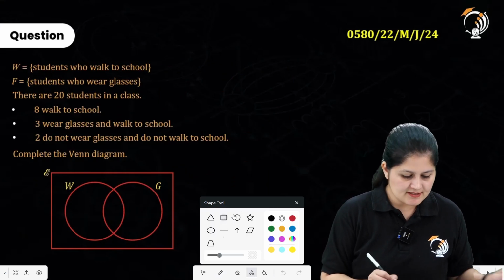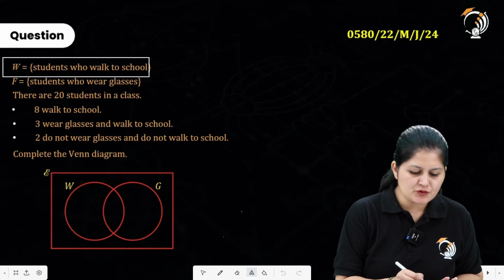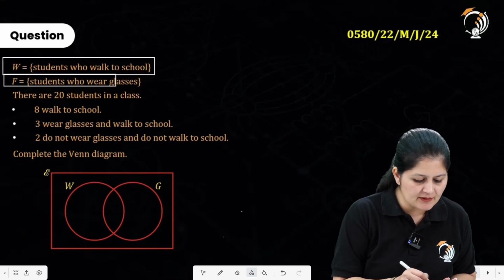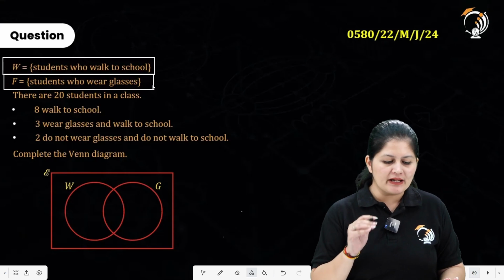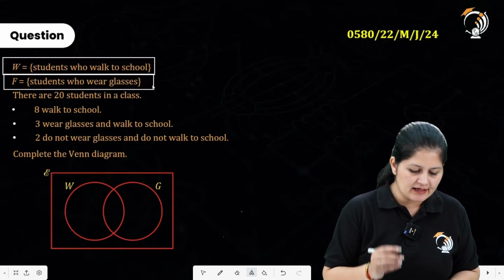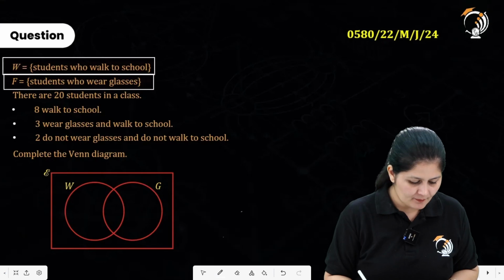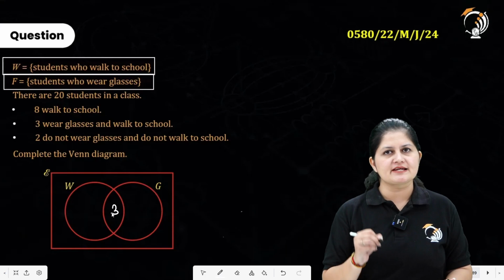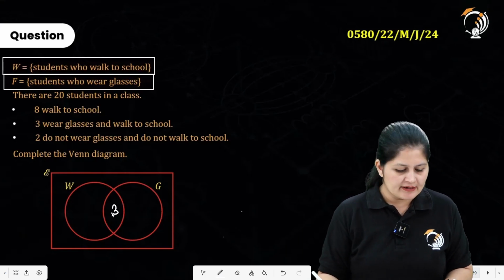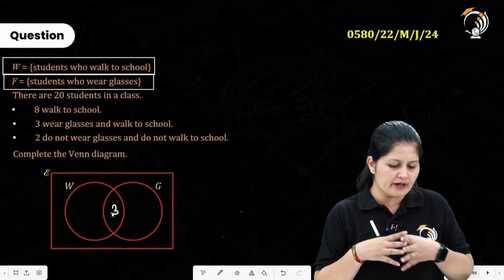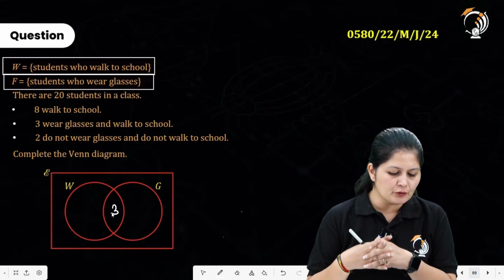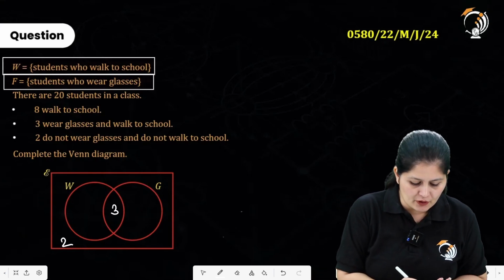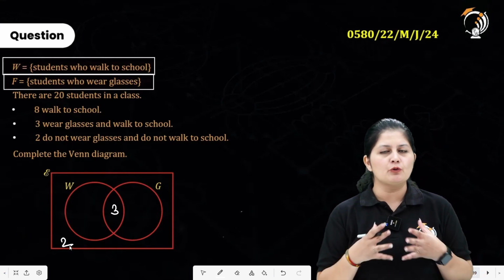It says W represents the students who walk to school, F represents the students who wear glasses. There are 20 students in a class and 8 walk to school. 3 wear glasses and walk to school. That means the intersection is going to be 3 here. Further, 2 do not wear glasses and do not walk to school, which means we are going to have 2 outside.